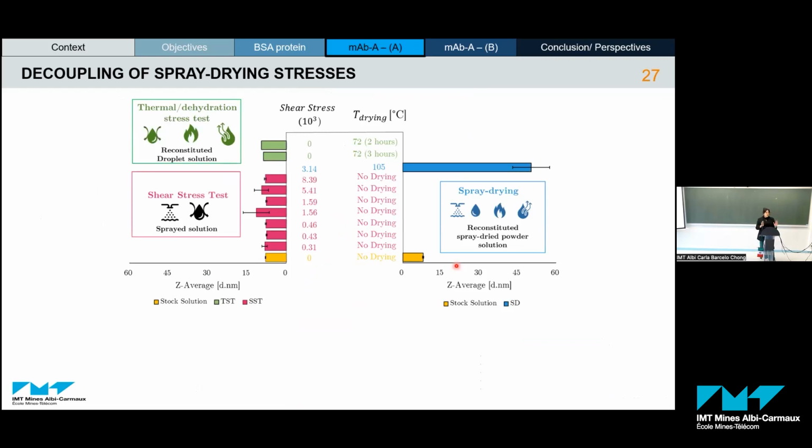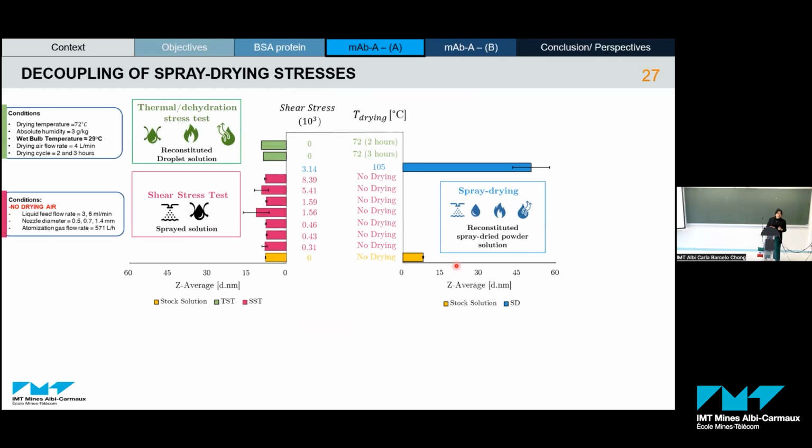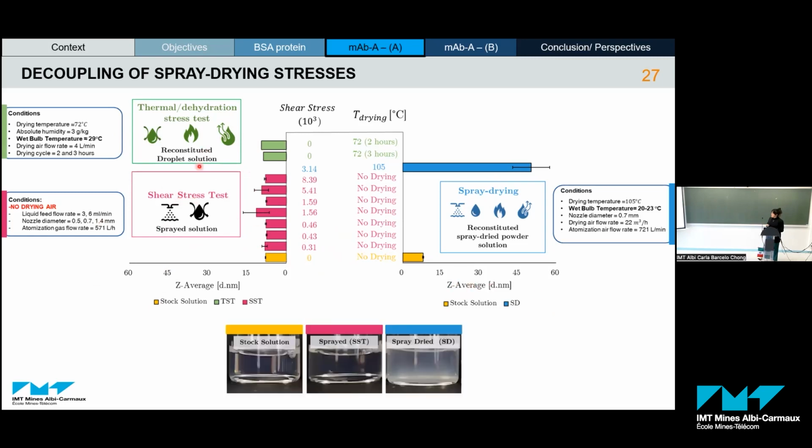And the global results obtained for this decoupling of stresses for the monoclonal antibody show different results than the ones we observed for the model protein. In this formulated solution, the decoupled stresses, such as thermal dehydration and shear stress, had very low impact on the protein aggregation when compared to the non-treated formulation in yellow. On the other hand, in the spray drying test, when we couple both stresses, we observe a very high aggregation in comparison to the decoupled stresses.